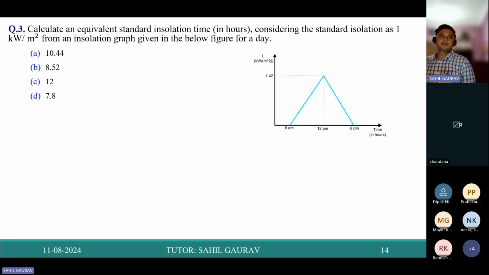Now coming to the next problem. Here we have to calculate an equivalent standard insolation time in hours, considering the standard insolation as 1 kilowatt per meter square, from the insolation graph given in the below figure for a day. So first we will find the total insolation energy.